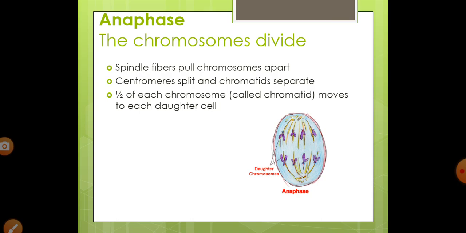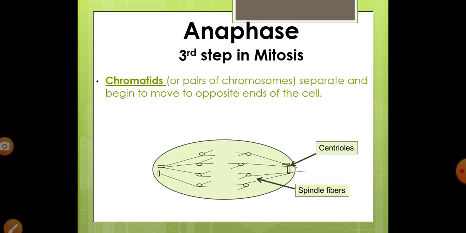Anaphase, the chromosomes divide. Now here we can see that the spindle fibers pull chromosomes apart. One sister chromatid is pulled to one end and the other sister chromatid is pulled towards the other end. Centromeres split and chromatids separate. So half of each chromosome moves to each daughter cell. Chromatids separate and begin to move to opposite ends of the cell.